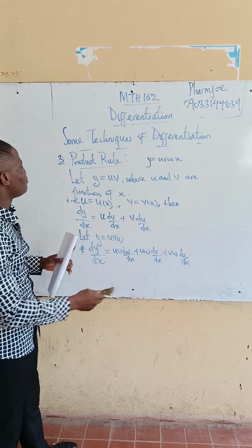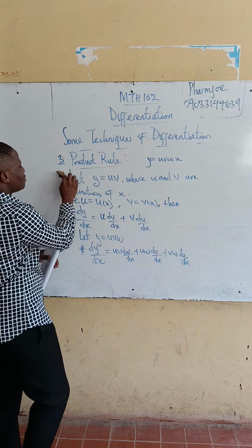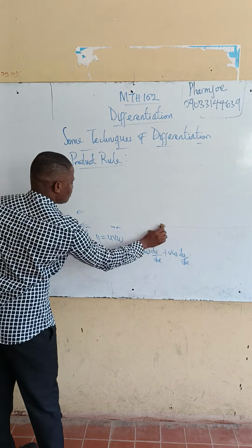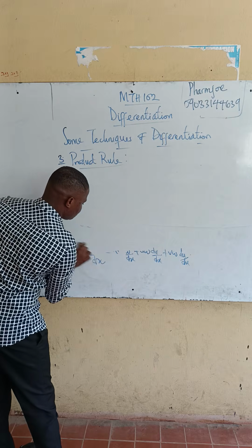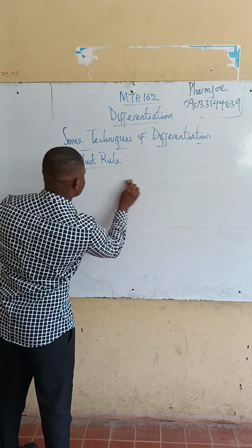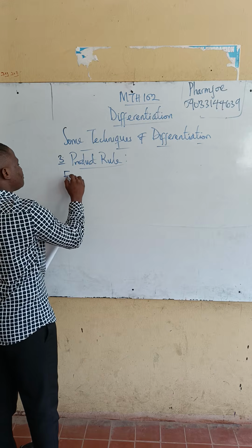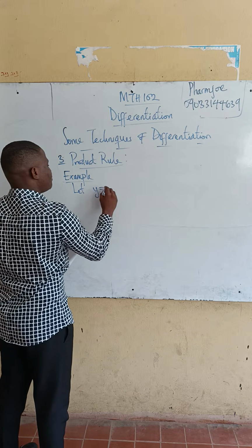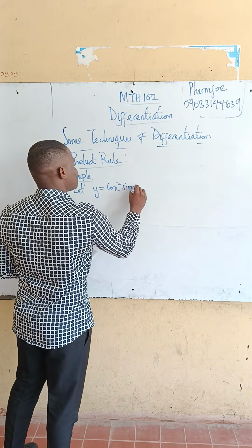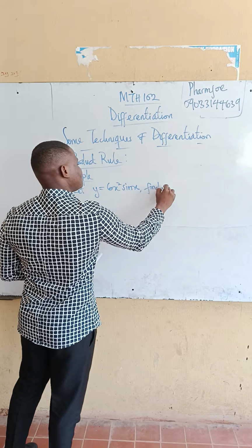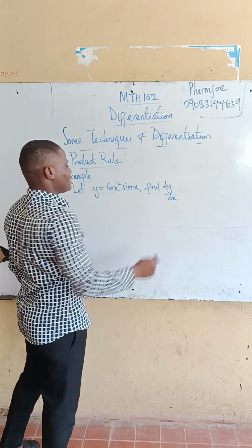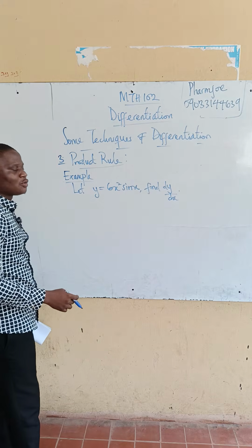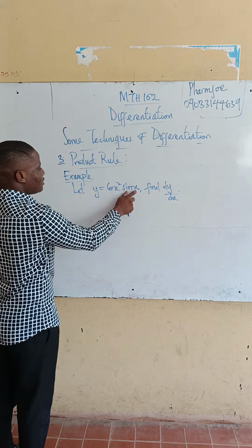So let's take a typical example to illustrate what I've said. So example, they said let y be equal to 6x squared sine x. Find dy/dx. See this, y is 6x squared sine x. Find dy/dx. So here we're having indices, then we're having sine trigonometry.